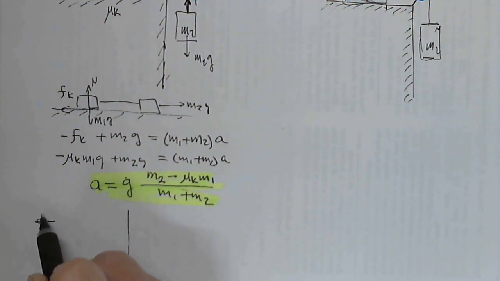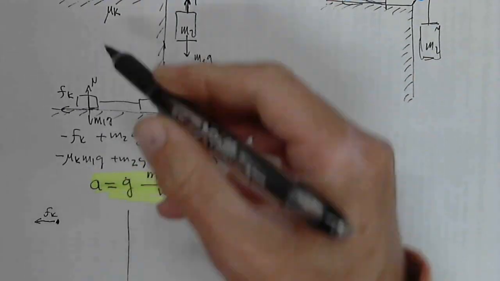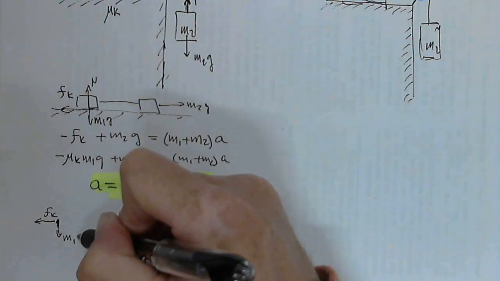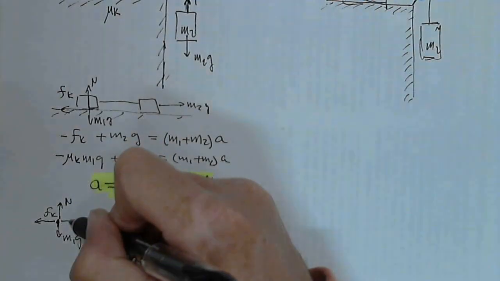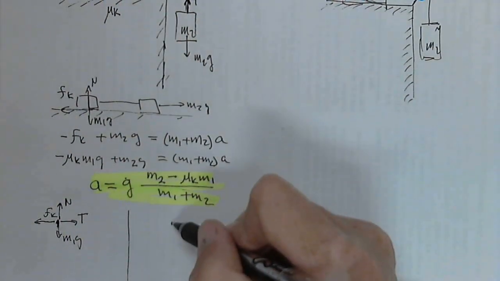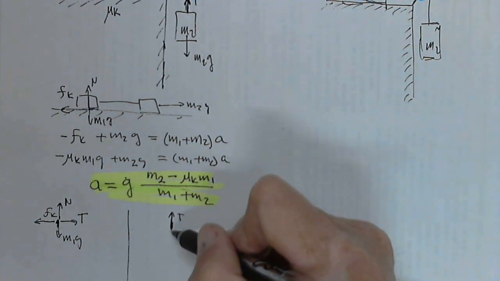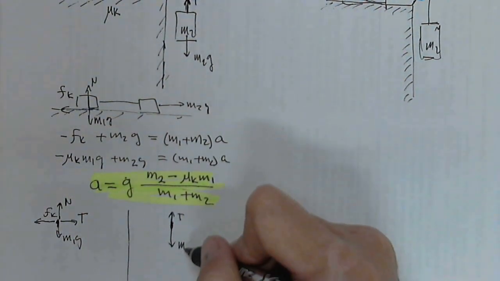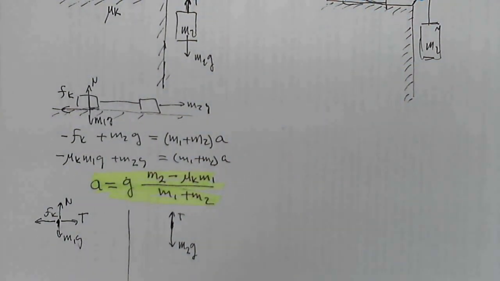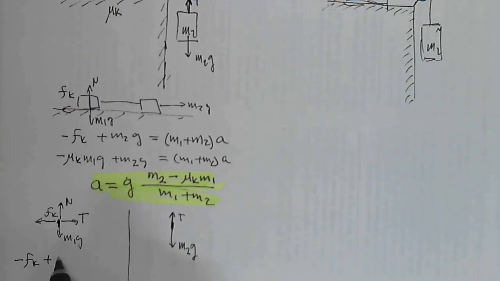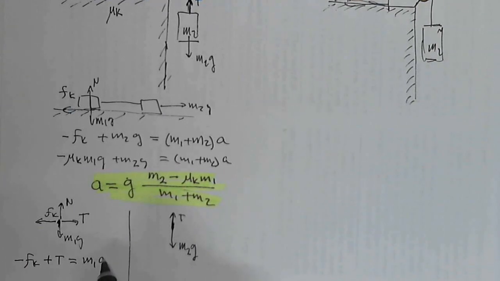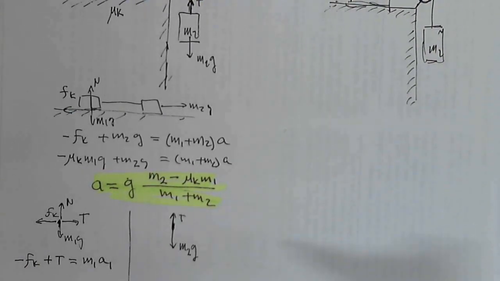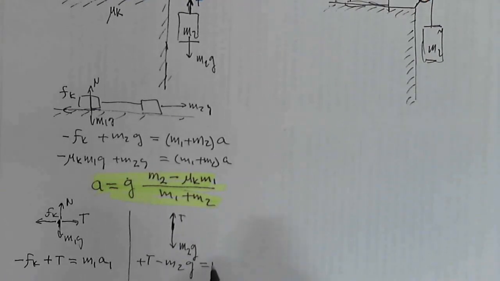So how you are supposed to do this, you always divide the object, M1, and the forces acting on M1 are friction, M1 gravitational pull, normal force, and tension. And on object 2 you get tension and M2G. So you get this, M1A1, and here you get T minus gravitational pull on object 2 equals M2A2.